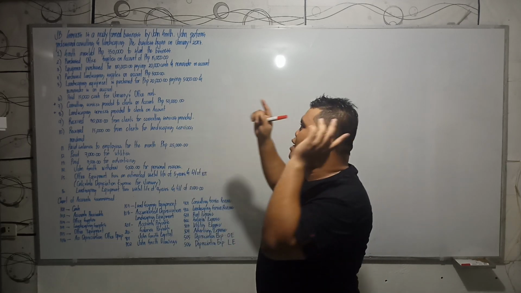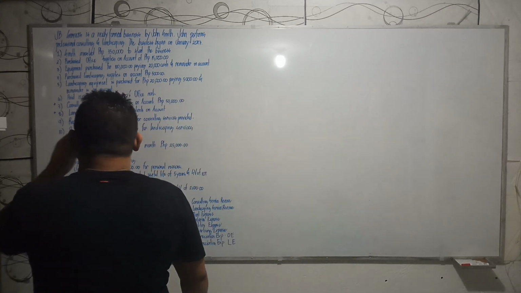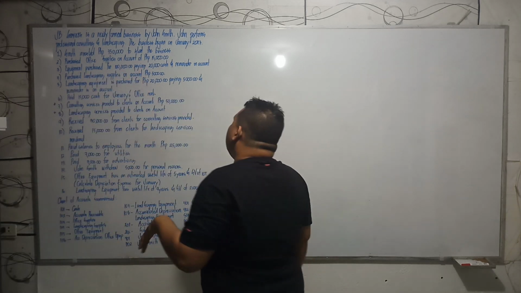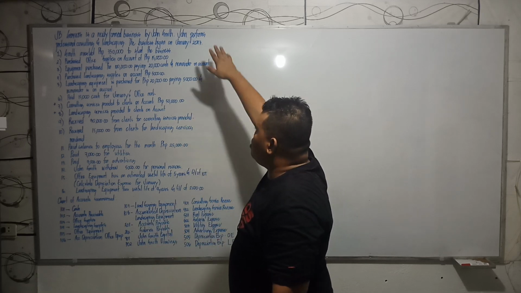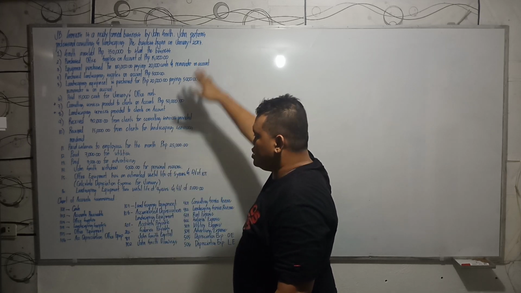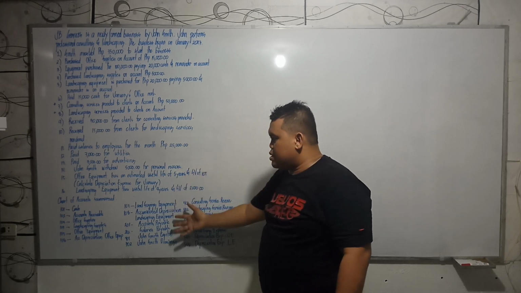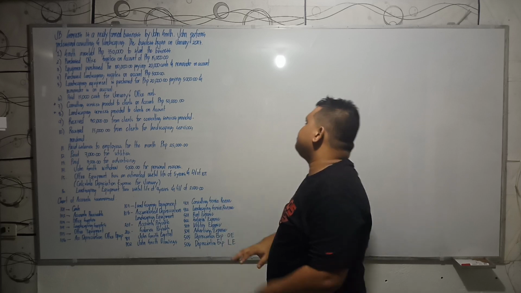Okay? So let's go to the problem. The problem is about JB Services. It's a newly formed business by John Smith. John performs professional consulting and landscaping. The business began in January 2023. Here are the transactions from 1 to 16. And then the next part of this problem is the chart of accounts.